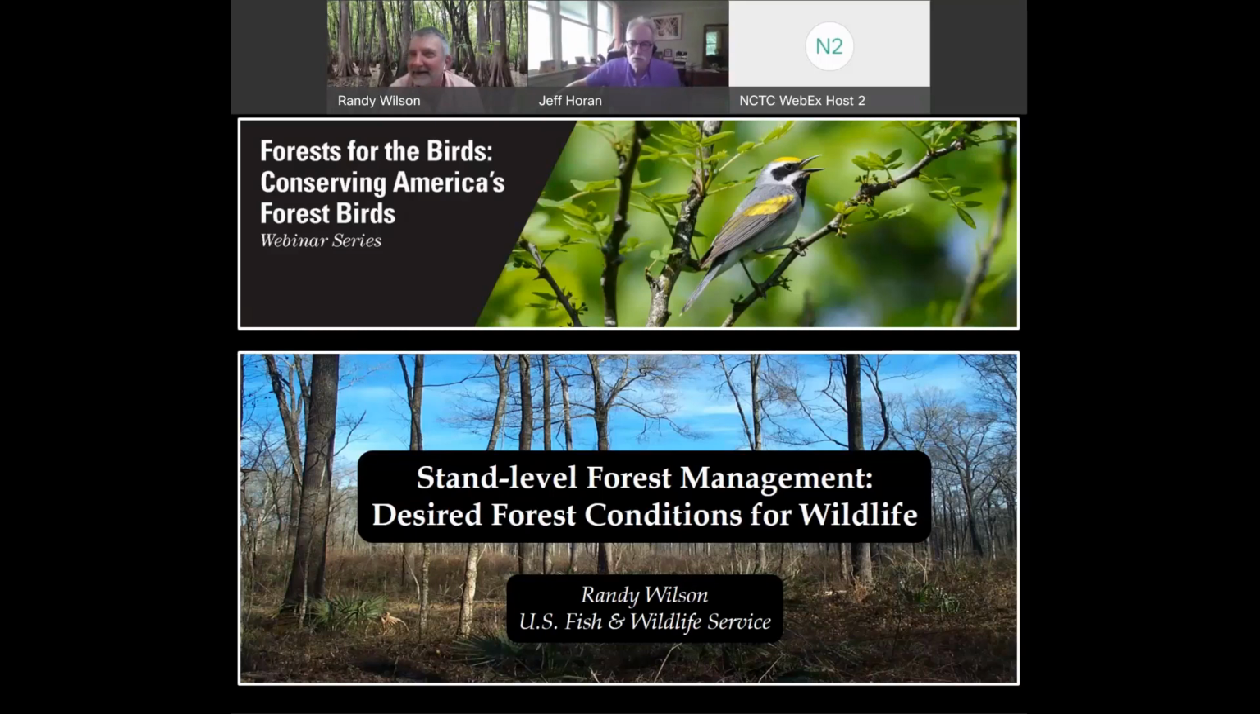This one's from Bill Vogel. Are you incorporating skips, areas that are not treated, within the treated stands to create spatial diversity at a smaller than stand level scale? I guess that's back to objectives, but I'll let you take that away. I can answer that one. So the short answer is yes, we do factor those in.